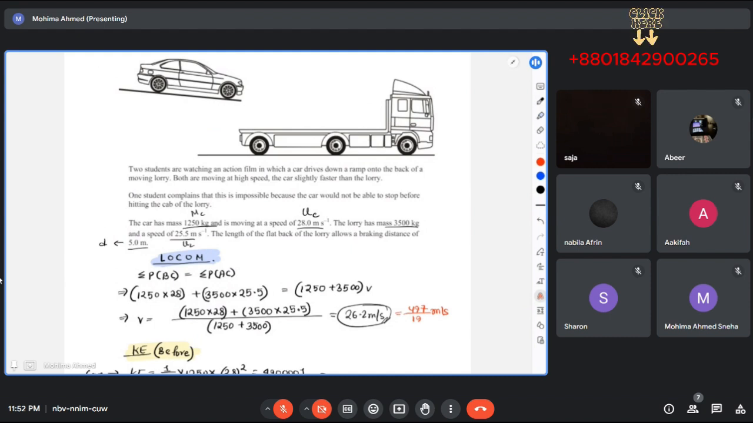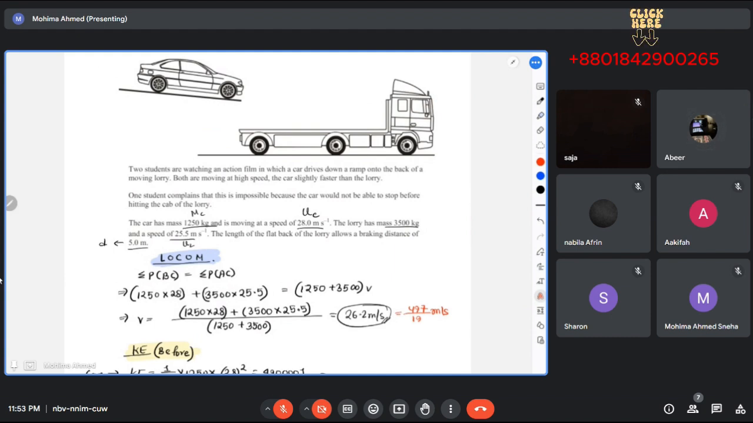Also, they've already stated that the maximum braking distance of the car on this lorry is 5 meters. So we need to show exactly how this 5 meter distance will actually be utilized by the car to come to rest and not hit this cab portion of the lorry. Okay, is the question clear to you, Abhi?